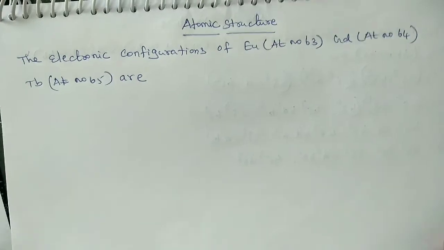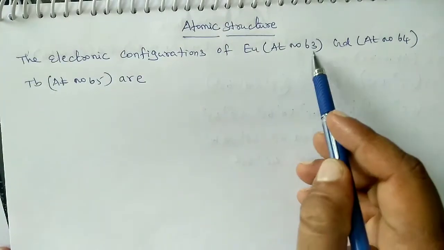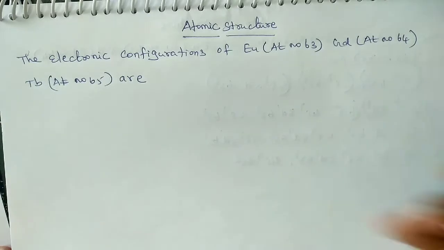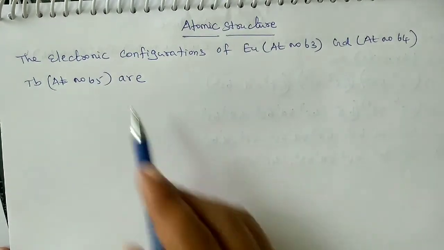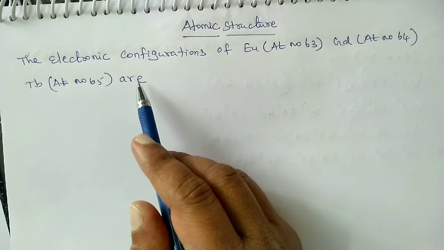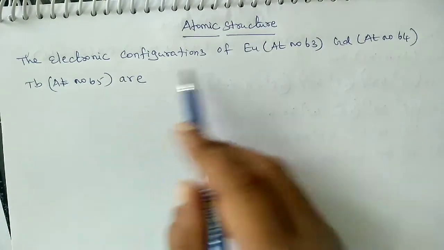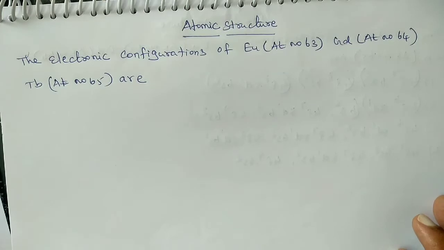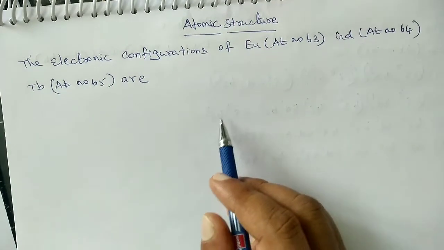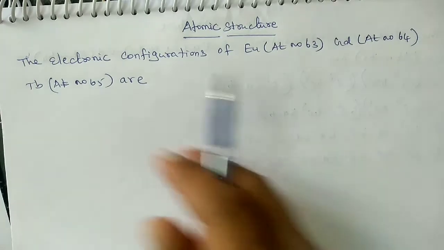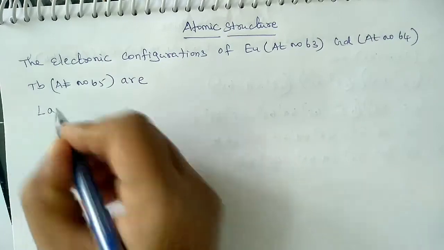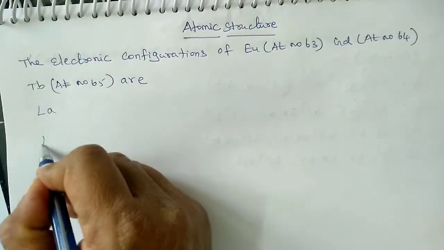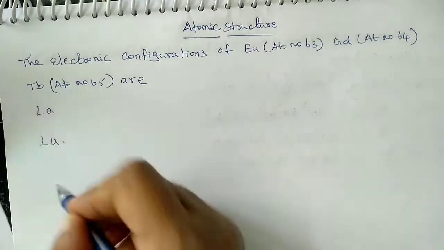First question: the electronic configuration of europium, atomic number 63, gadolinium, atomic number 64, and terbium, atomic number 65. The question asks, give the correct electronic configuration of these three elements: europium, gadolinium and terbium. We know that these three elements come under the lanthanide series. For the lanthanide series, the first element is lanthanum and the final element is lutetium. That's a total of 15 elements.